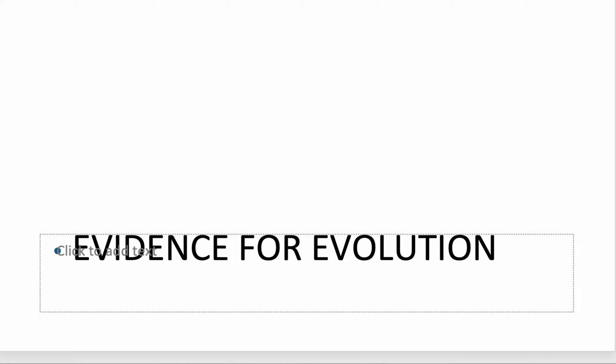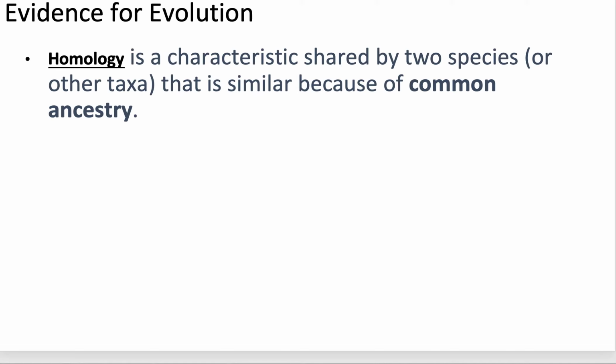In this video, we're going to go over the second part of the evolution notes for honors zoology. This will be pretty short overall, but we're going to talk first about the evidence for evolution. Homology is a characteristic shared by two species or other taxa, so it could be a broader group, that is similar because of common ancestry.